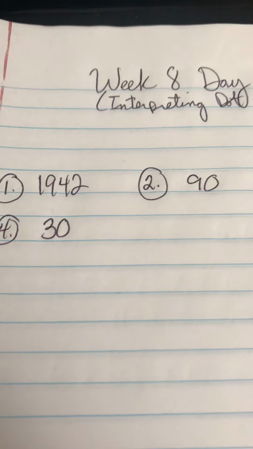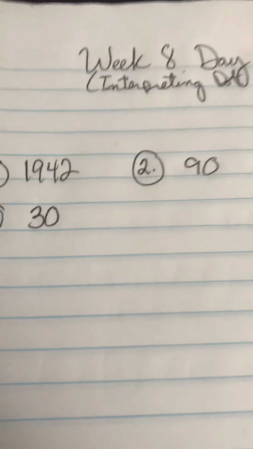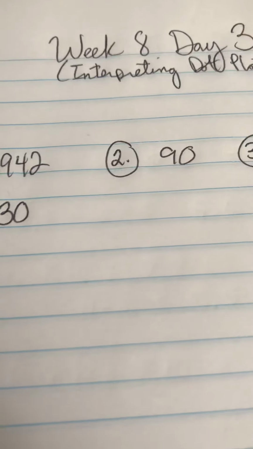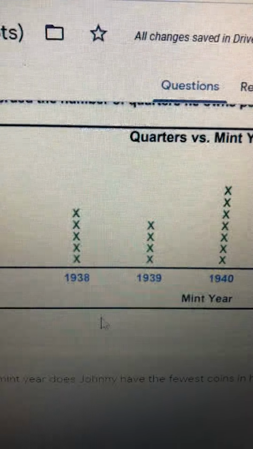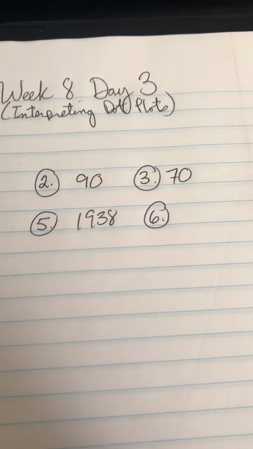All right, number 5. Does Johnny have more quarters minted in 1939 or in 1938? That's pretty simple, we just look at it. 1938. It's pretty easy. Friday's easy for you guys. Super simple, nothing too challenging, just interpreting the graph. Oopsies. I was right and you couldn't even see that. Sorry.